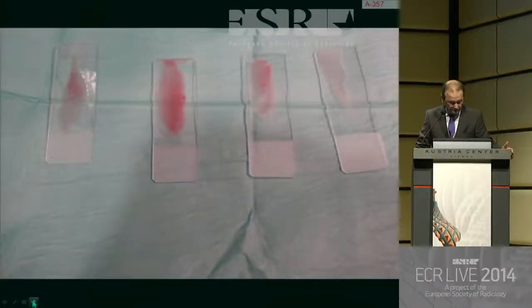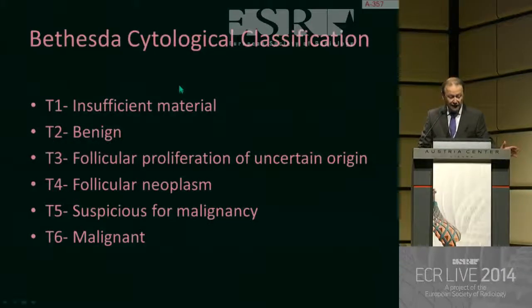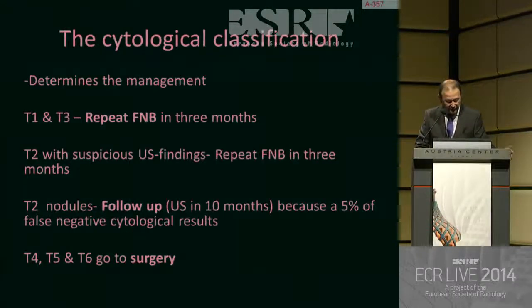Once you have your smear on the slide glasses, you can send it for cytological analysis. And now it's very important, the Bethesda cytological classification. T is from thyroid, T1 insufficient material, T2 benign, T3 follicular proliferation of uncertain origin, T4 follicular neoplasm, T5 suspicious for malignancy, and T6 malignant. The cytological classification determines the management.